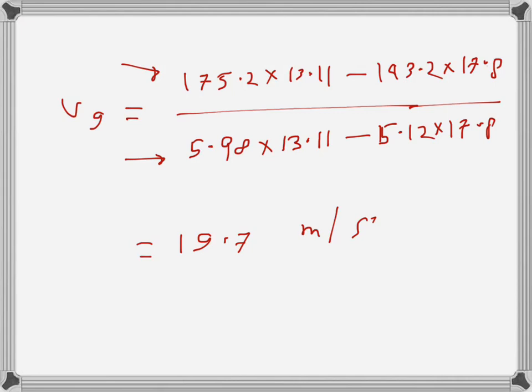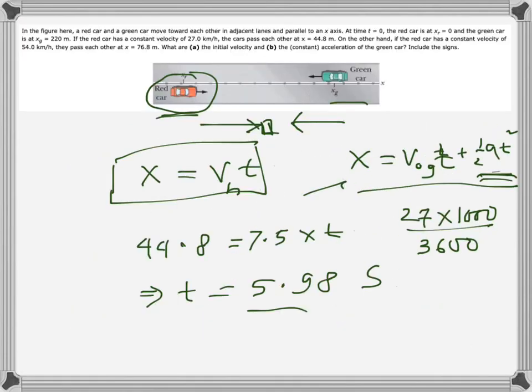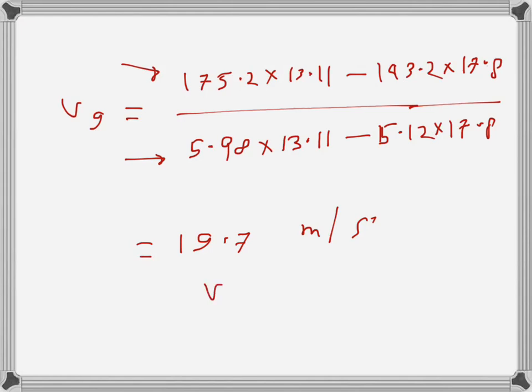But remember that the velocity of car A is in that direction, so the velocity of this car is in the other direction. So you have to write, since this is in the opposite direction, the velocity Vg will be minus 19.7 basically, and you can write that directly. Just write here that since this is going in the other direction, the velocity will be negative.